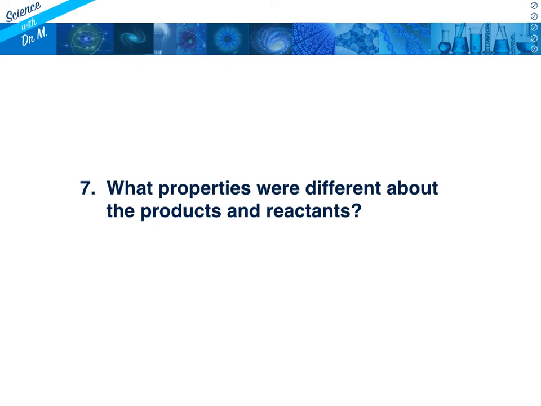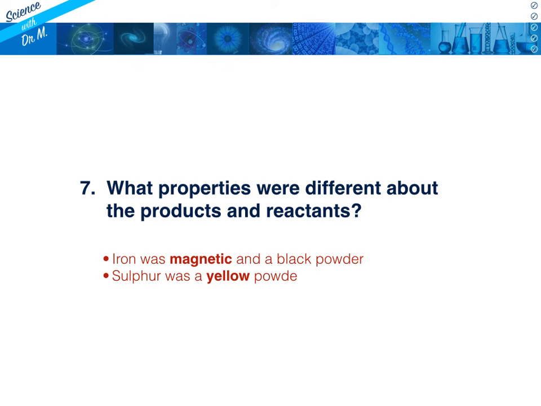Okay, here we go. So our iron was magnetic and a black powder, that was before. Our sulfur was a yellow powder, that was before. And then afterwards, our evidence was that they changed because the iron sulfide was not magnetic, so there'd been a change there, and it was a grey solid, so we'd lost our sort of yellow and black colour.